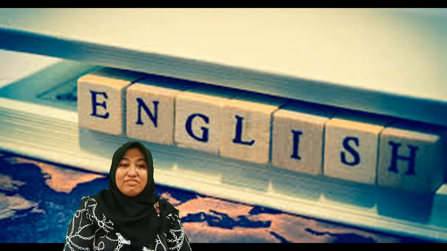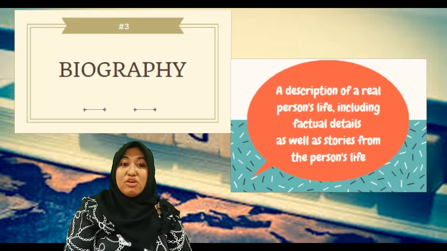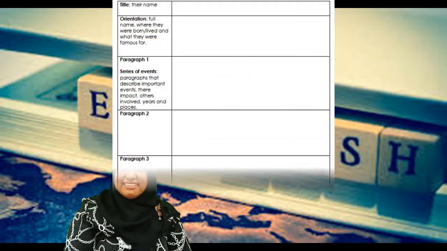The next in line of the examples of informative text is biography. It is a description of a real person's life, including factual details as well as stories from the person's life. The structure of this text begins with orientation. Consists of their full name, where they were born, lived, and what they were famous for. Followed by series of events, consists of paragraphs that describe important events, their impact, other people who were involved, years, and places. There are usually 2 to 3 paragraphs for this section.